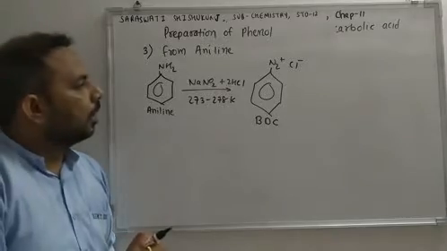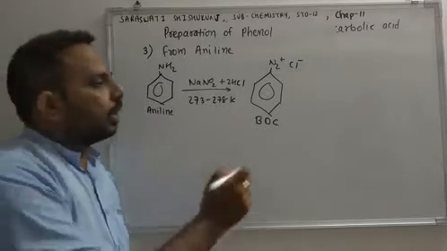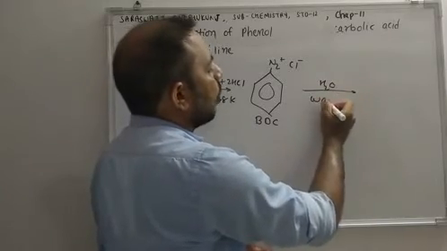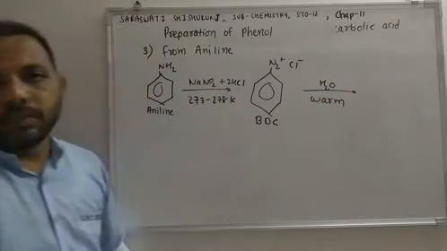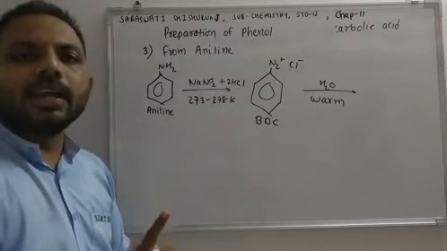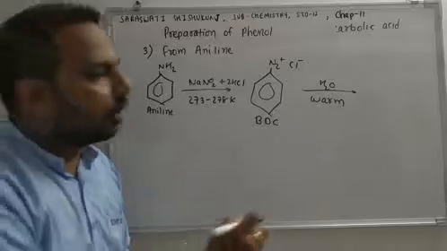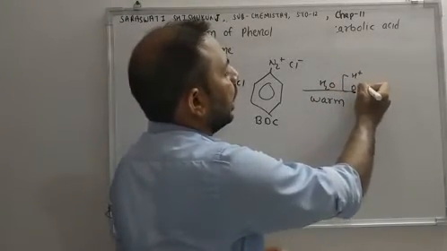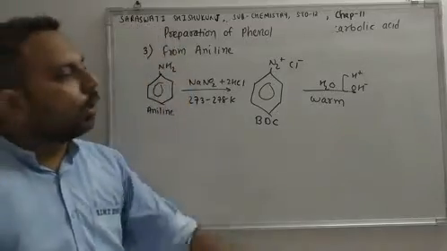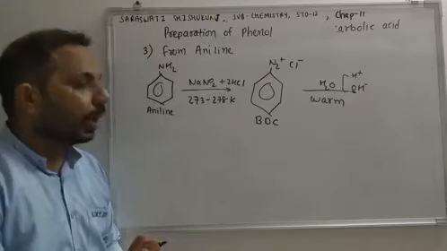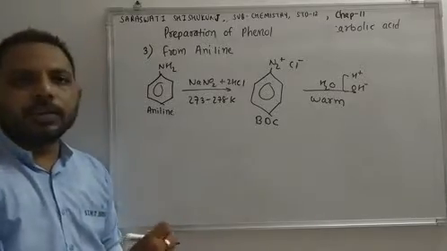Now, benzene diazonium chloride reacts with water, more specifically warm water. And I have already discussed this: whenever we write a reaction of water, we need to write it in the form of H plus and OH minus. We always divide the water molecule into H plus and OH minus. Okay.